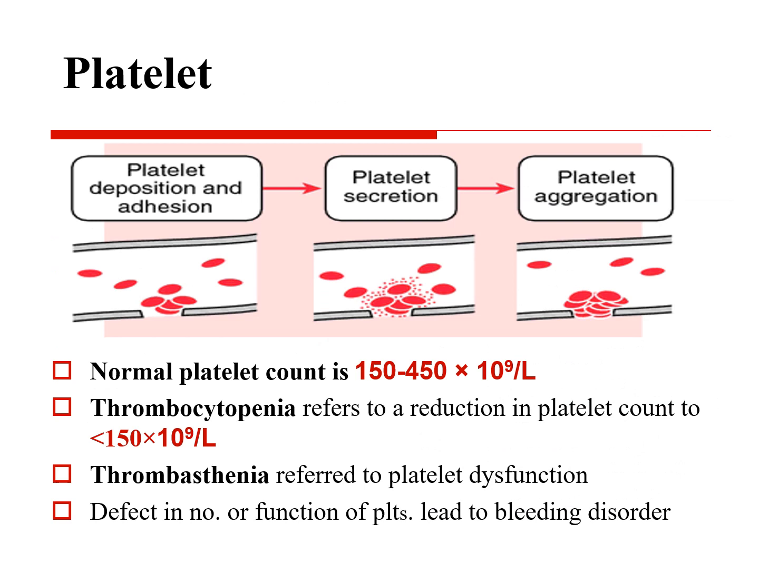So we'll start with the platelet. The normal platelet count is 150 to 450 multiplied by 10 to the power 9, that's to say 150,000 to 450,000. Thrombocytopenia refers to a reduction in the platelet count to less than 150,000, while thrombocythemia refers to platelet dysfunction. So a defect in number or function of the platelets will lead to a bleeding disorder. And this is the platelet function, as we mentioned: deposition, adhesion, secretion, aggregation. All these are considered function.